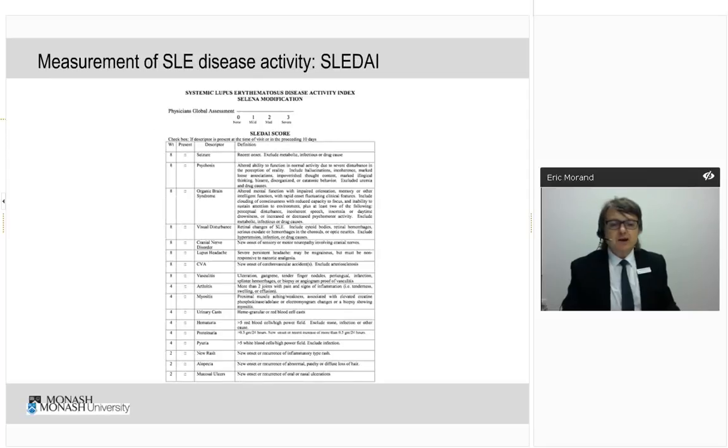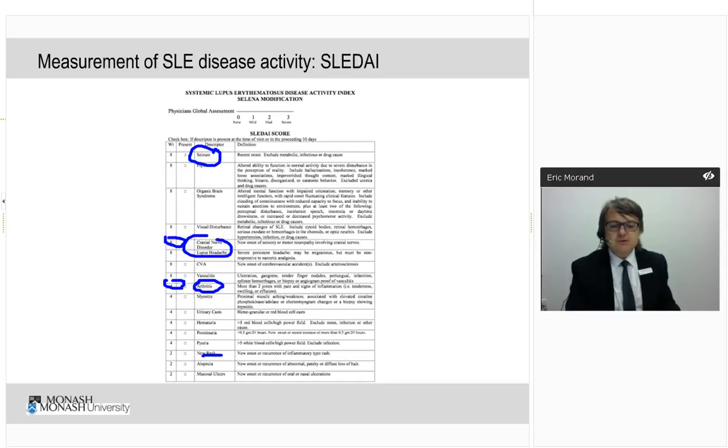So I'll show you an example of one of the ways that we measure disease activity in SLE. This is called the SLEDAI, SLE Disease Activity Index. And that's the measure that we use in our clinic at Monash. If you can't read it, don't worry, but the purpose of showing this figure is just to show that there's a series of outcomes that we ask patients about, and each of those is associated with a numerical score. So for example, if you have arthritis, that's worth 4 points.